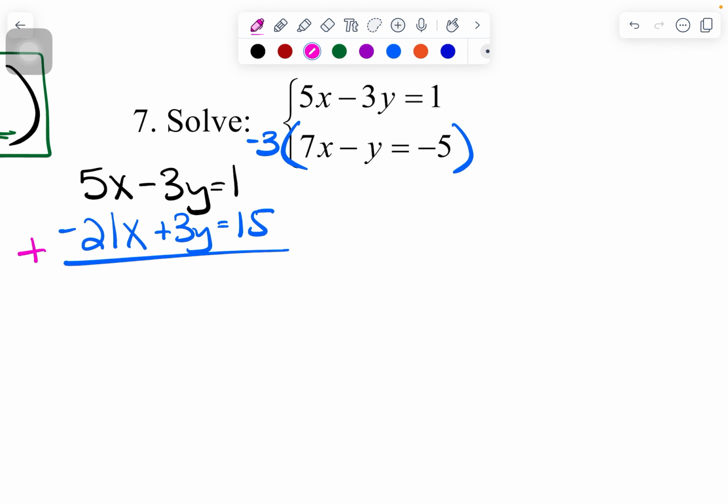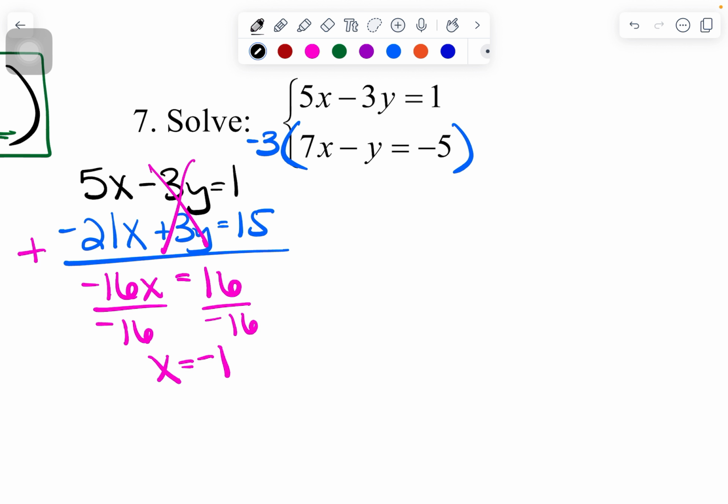So 5x plus negative 21x is going to be negative 16x. Negative 3y plus positive 3y, that's going to cancel or eliminate, right? The elimination method. Descriptive, folks. All right, 1 plus 15 is 16. Divide by negative 16 on both sides. And I'm going to get x is equal to negative 1. All right, so there's my negative. Wow, none of that wrote. Okay, there's the negative 1.